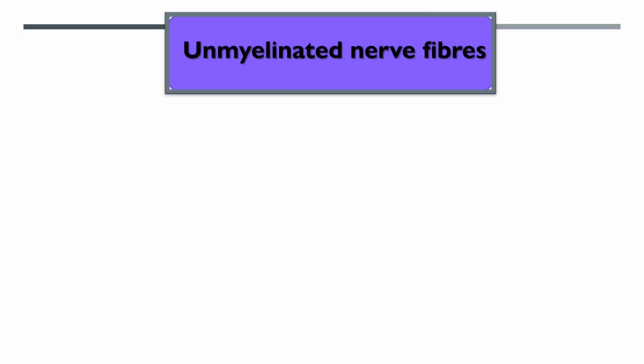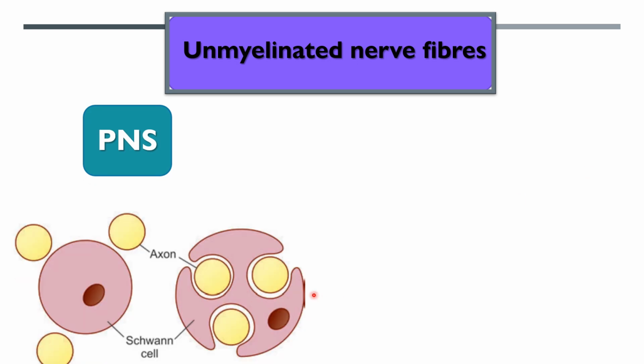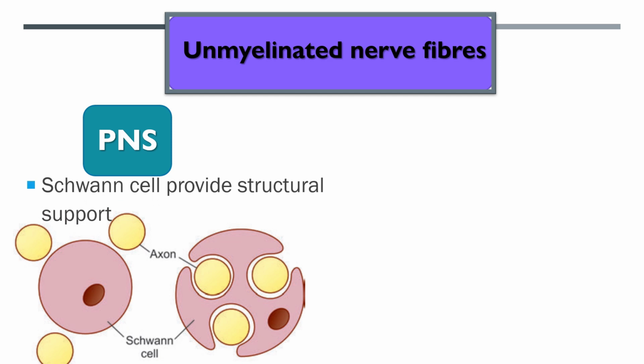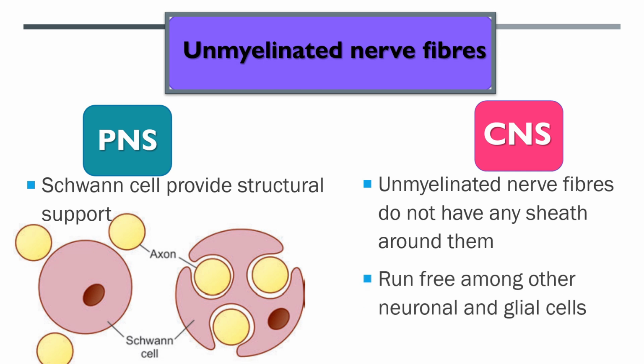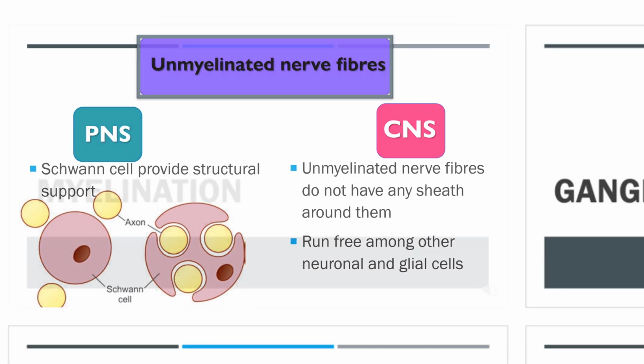What about the unmyelinated nerve fibers? We already saw in the last class. In the peripheral nervous system, Schwann cells are present. The axons are simply going to invaginate into Schwann cell cytoplasm, and there is no further spiraling elongation of the mesaxon, so the myelin sheath is not formed. It is only going to provide structural support. Whereas in the central nervous system, they are not forming a sheath, and they simply run freely among the neuronal and the glial cells. Okay.